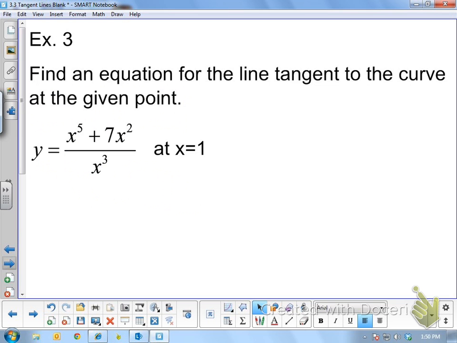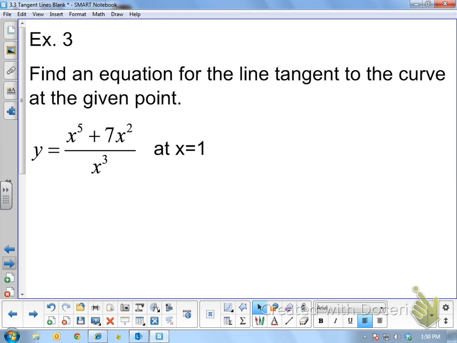So what if we want to find the equation of a tangent line now? When we found the equation of a tangent line in chapter 2, we had to do the limit as h goes to 0 of f of x plus h minus f of x all over h. And usually it told us that x equals 1.